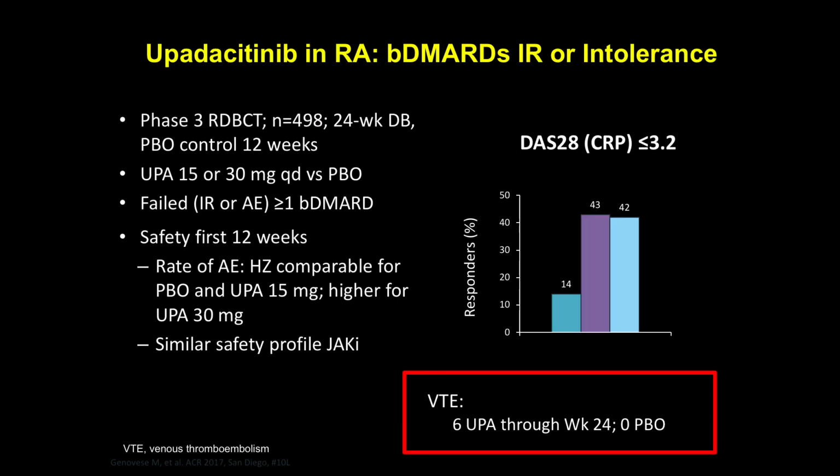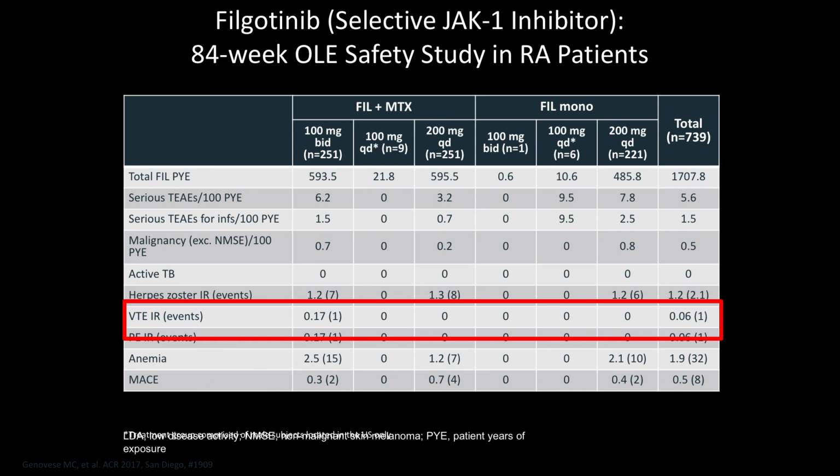Upadacitinib had exactly the same thing. In the phase 3 data presented at the ACR, it had incredible activity in a very bad patient population, with 43% and 42% low disease activity in rheumatoid arthritis patients. But they also had 6 cases of venous thromboembolism. Filgotinib, another JAK1 inhibitor, just like upadacitinib, does not have this signal.